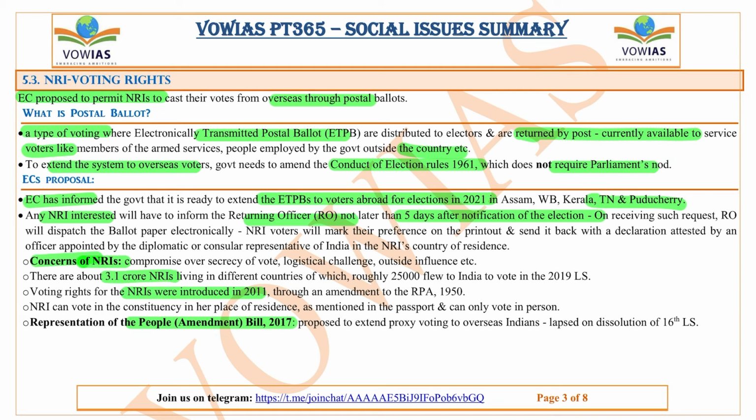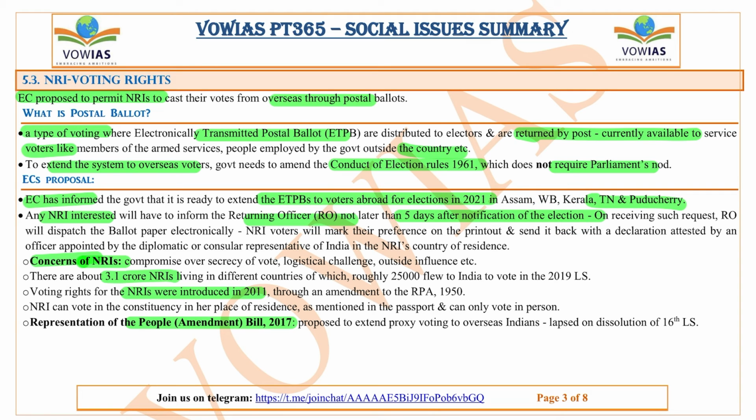Okay, only the government can do that. So EC has proposed a few things. EC has informed the government that it is ready to extend this electronically transmitted postal ballot to voters abroad for the 2021 elections, which are going to be held in Assam, West Bengal, Kerala, Tamil Nadu and Puducherry. Any NRI interested will have to inform the returning officer not later than 5 days after the notification of the election.